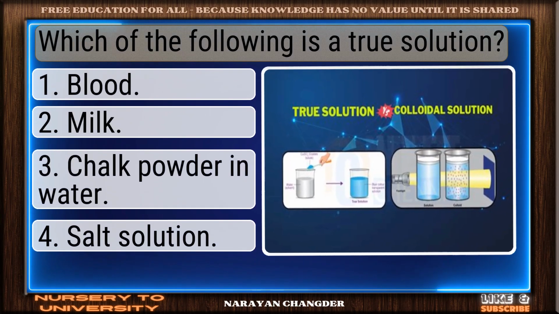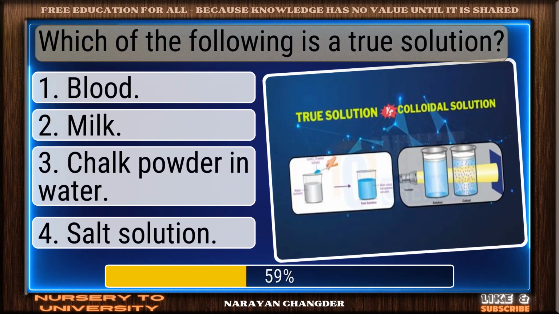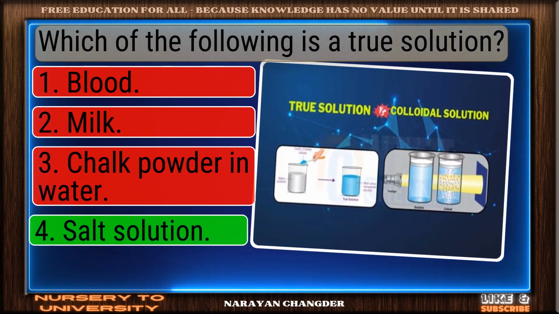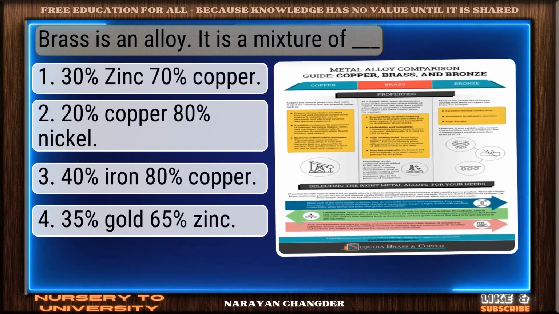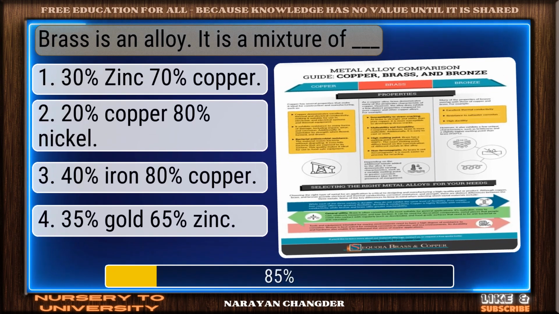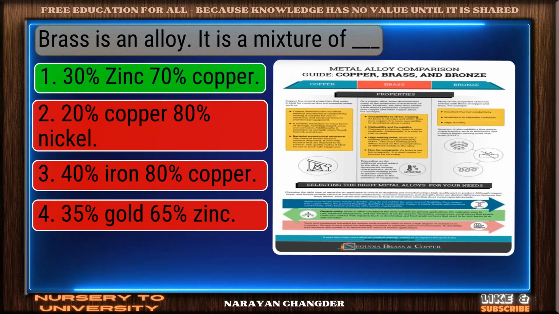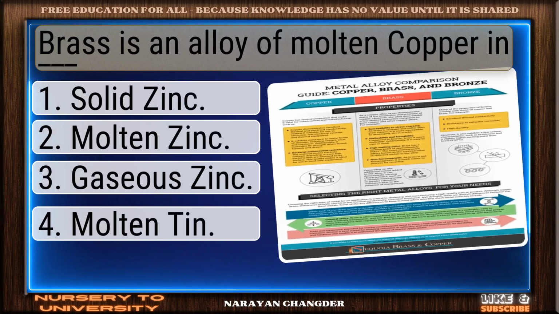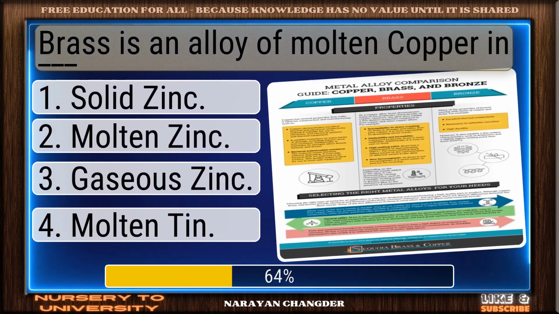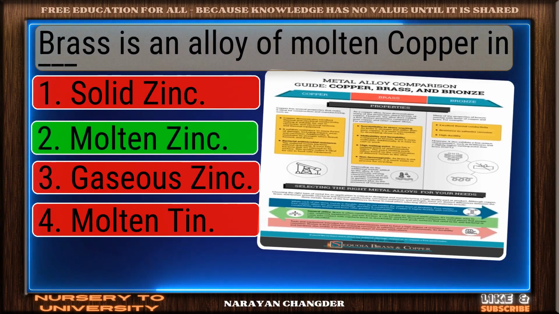Question number 219. Which of the following is a true solution? Great thinking. Salt solution is the right choice. Question number 220. Brass is an alloy. It is a mixture of dash. You got it. Your choice 30% zinc, 70% copper is right. Question number 221. Brass is an alloy of molten copper in dash. Strong choice. Molten zinc is the right answer.